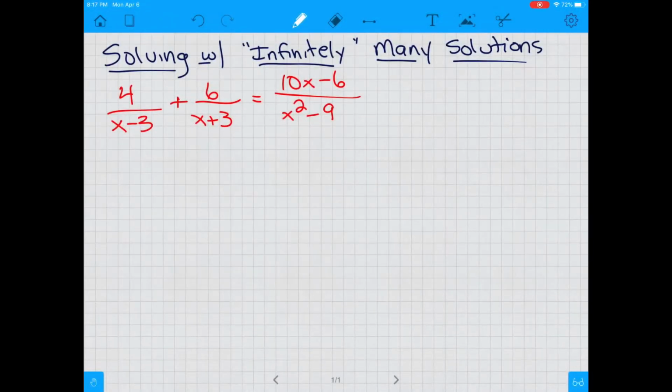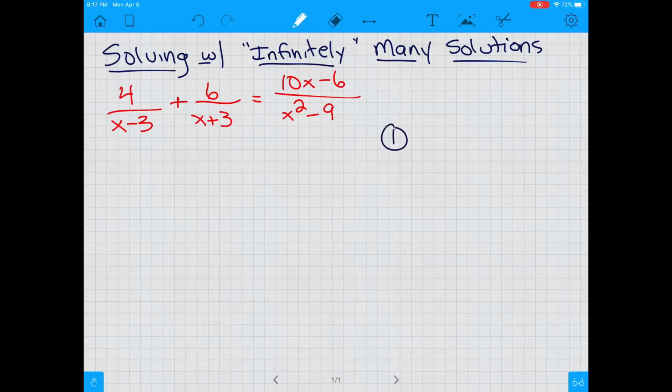Good afternoon, everyone. Today I wanted to take some time to make a video for you talking about the other end of solving these rational equations compared to yesterday. Yesterday we talked about where there was no solution. Today this video is going to talk about what if we have infinitely, notice the quotation marks around that, infinitely many solutions.